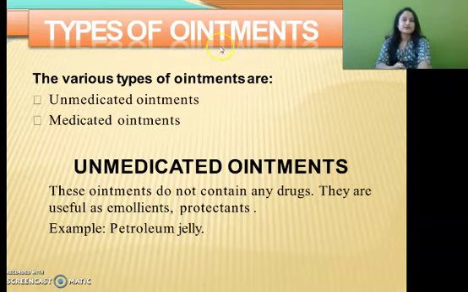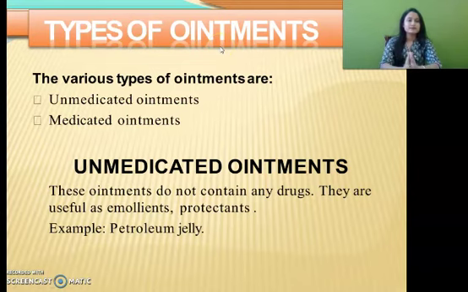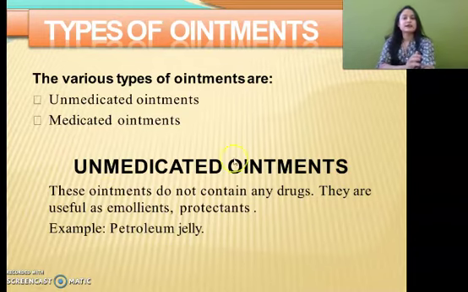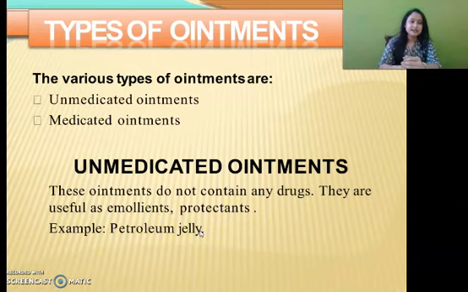Next, classification of the ointment. Ointments are classified basically into two types, unmedicated ointment and medicated ointment. Unmedicated ointments are not used for medical purposes and do not contain any drug. They are used for emollient and protectant purposes, for example petroleum jelly. In our daily life we use Vaseline for emollient purposes on the skin.